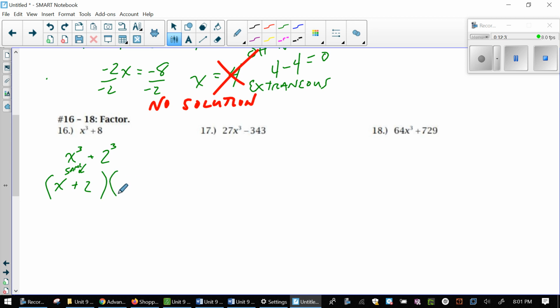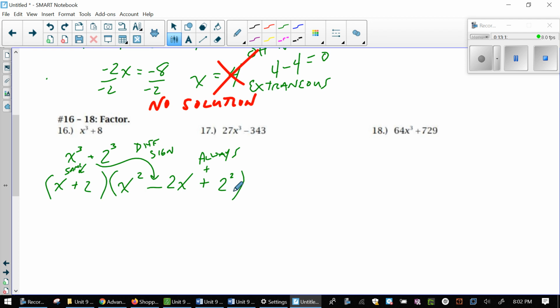Then we're going to make a trinomial. The first term is x squared, that first one squared. Now it's going to be a different sign. Then it's going to be 2 times x, so we multiply those two original terms together. Then our last sign is always positive. And then this is our last term squared, 2 squared or 4. So there's our sum or difference of cubes pattern.